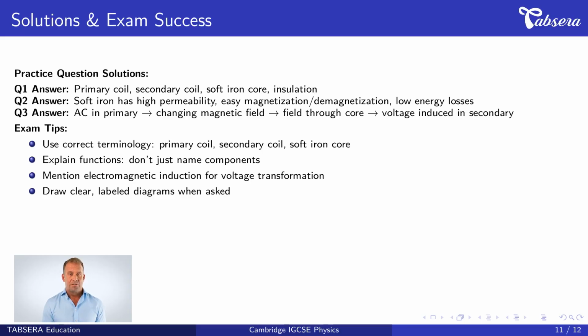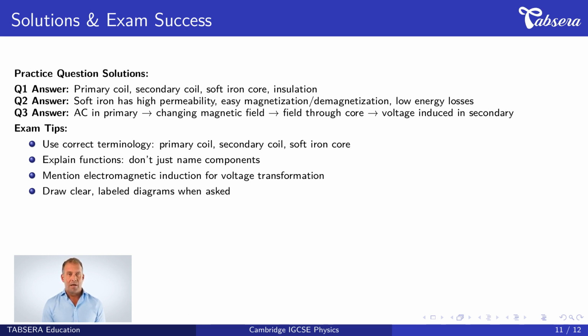Let's review the solutions. For question 1, the four main components are primary coil, secondary coil, soft iron core, and insulation. Each component is essential for proper operation. For question 2, soft iron is used because it has high magnetic permeability to concentrate field lines, easy magnetization and demagnetization for AC operation, and low energy losses for efficiency. Steel would retain magnetism and cause losses.